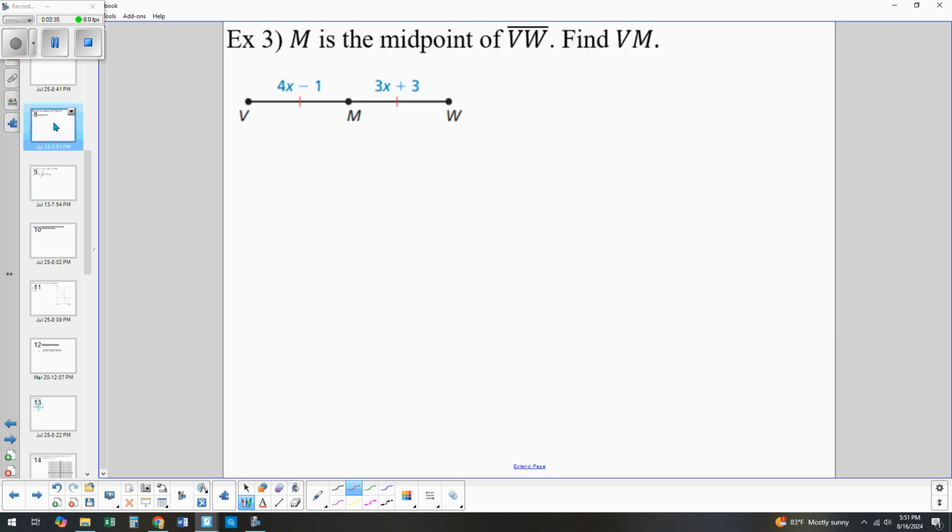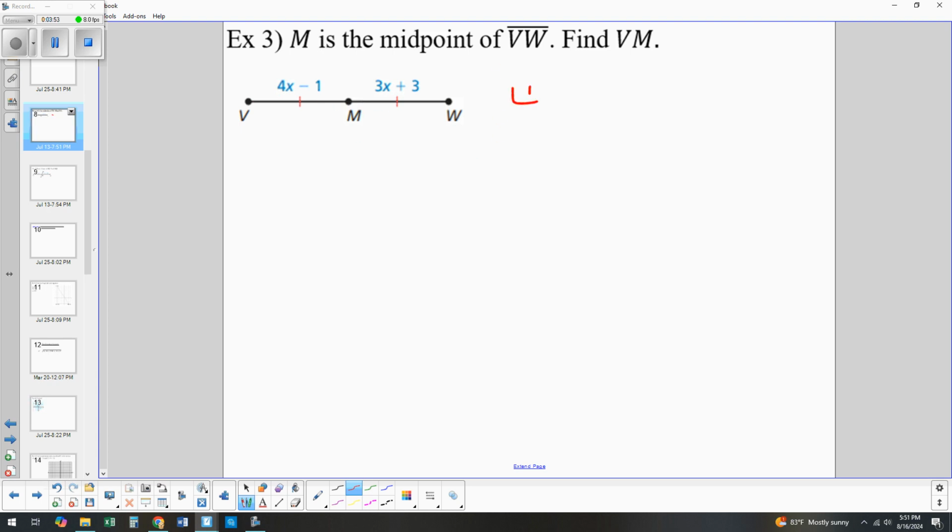For example 3, M is the midpoint of segment VW, find VM. So this diagram has actually been a little helpful. Sometimes when they tell you it's a midpoint, they're not going to already have it marked for you that those two things are congruent. But this time they did. So even though they told us it's the midpoint, they did show us those are congruent.